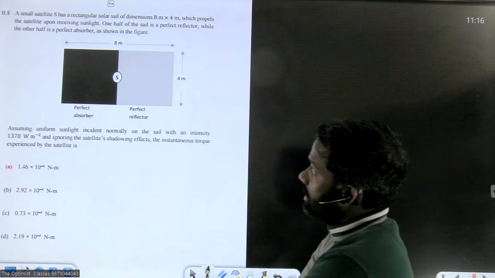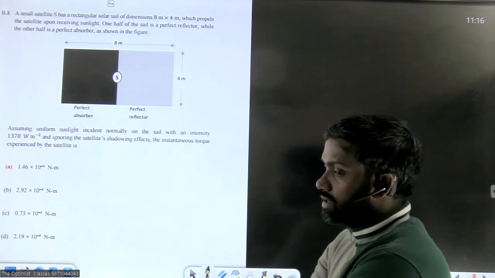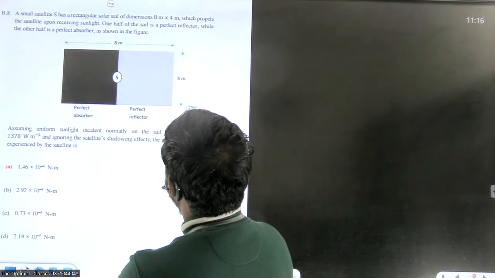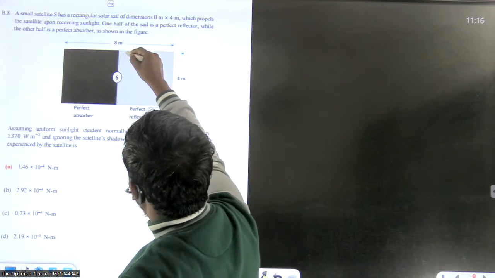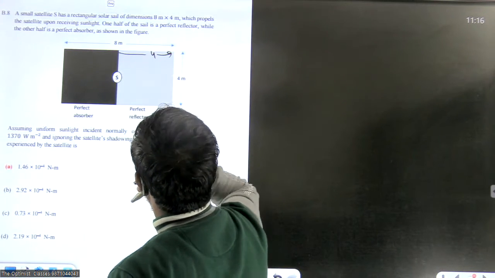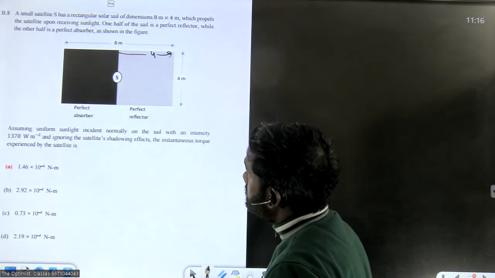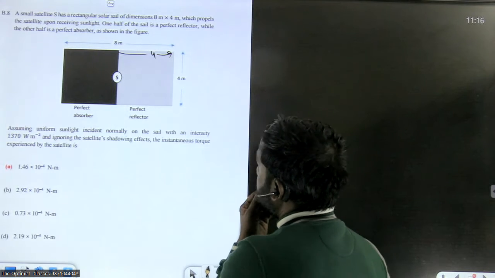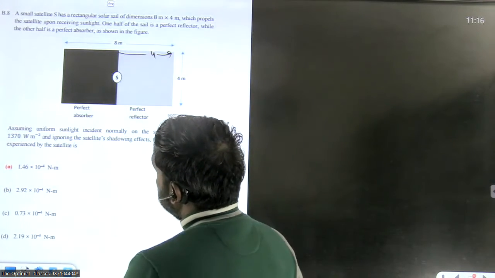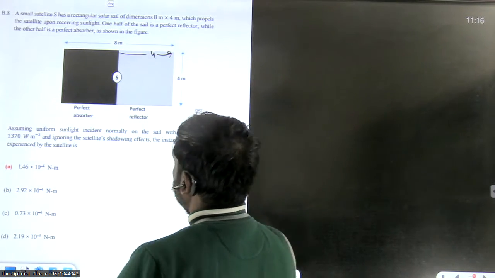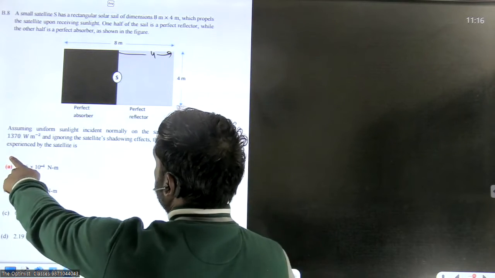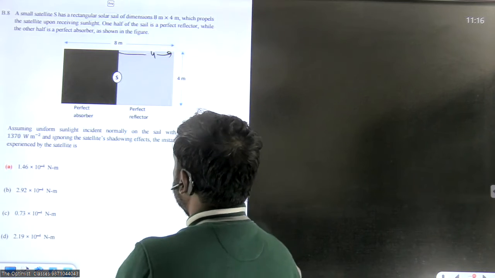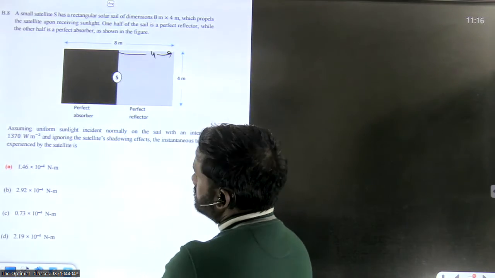Now, in this question, it says a small satellite has a rectangular solar cell of dimension 4 by 4, which propels the satellite upon receiving light. One side of the cell is a perfect reflector while the other is a perfect absorber. So the question is, assuming uniform sunlight incident normally on the cell with the given intensity and ignoring the satellite shadowing effect, we have to calculate the instantaneous torque.